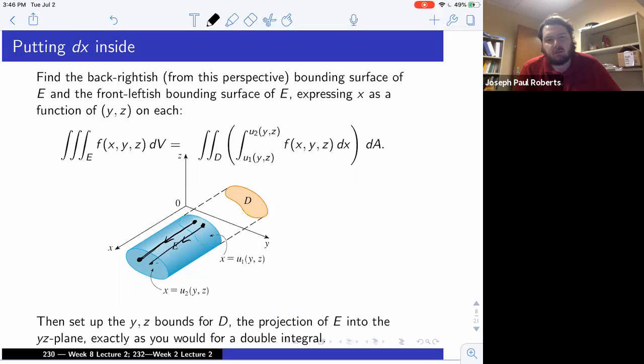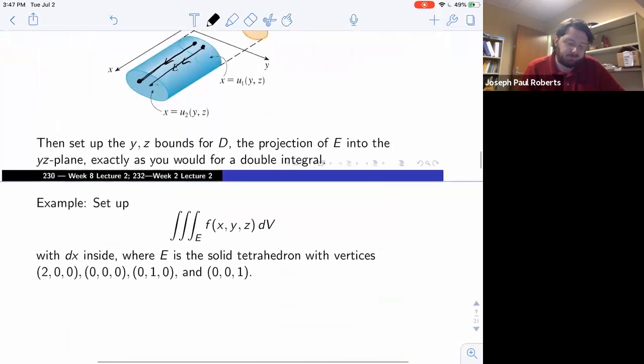And so that's your first step, remember the inside bounds. Then your bounds for y and z are just going to be the shadow D in the yz plane. So it's going to be the same idea where you have your double integral type bounds for the outer two variables, except the shadow you're doing is now into the yz plane.